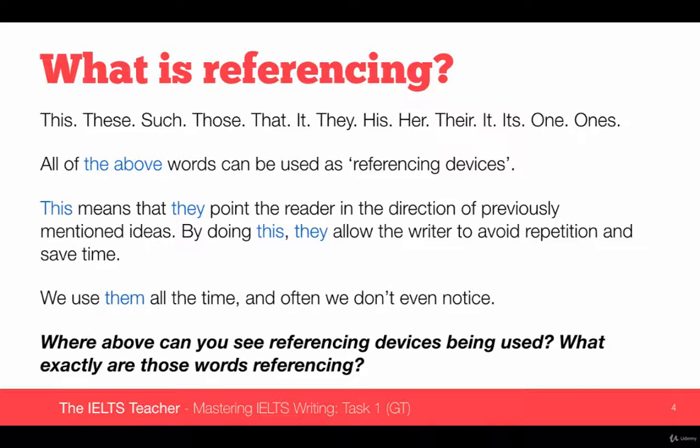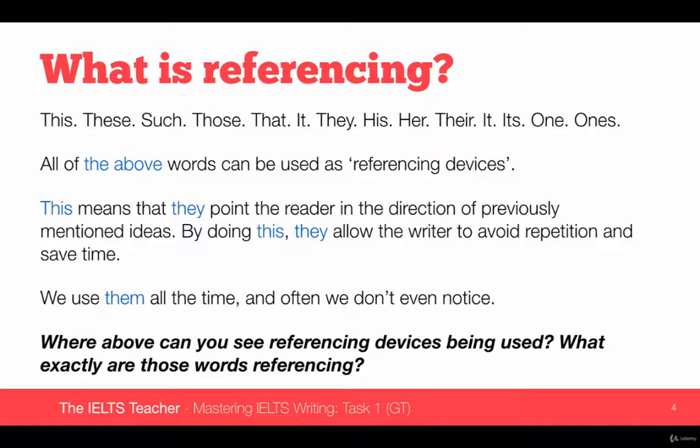By doing this, so when we say this here, we're referring to the idea at the end of the last sentence, so the idea of pointing the reader in the direction of previously mentioned ideas. We don't want to repeat all of that language, so we just say by doing this. By doing this, they allow the writer, the referencing devices, to avoid repetition and save time. We use them, so we have the object pronoun here to refer to the referencing devices again. We use them all the time, and often we don't even notice. Okay, so you probably read that, didn't think about it at all, but you can see how common they are in our writing and in our speech.